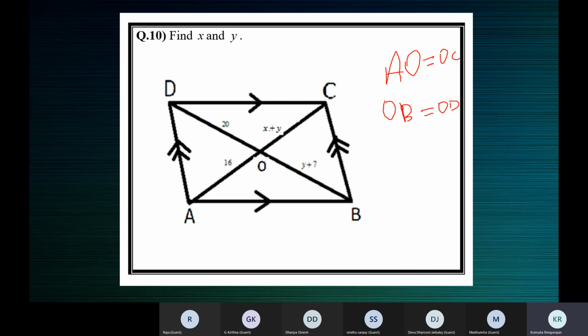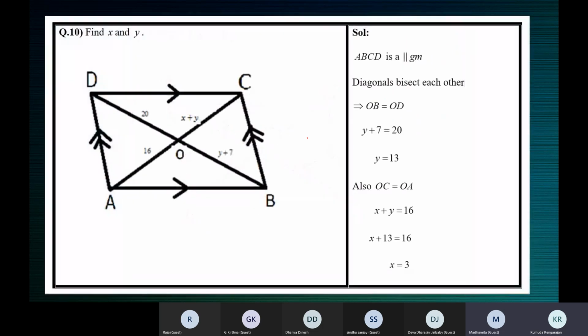So using this property, we construct equations. Y plus 7 is equal to 20. X plus Y is equal to 16. When you work Y plus 7 is equal to 20, you find the value of Y. And then when you substitute the value of Y here, you can find the value of X. Ma'am, Y is equal to 13 and X is equal to 7, ma'am. X is 3, maybe some calculation mistake. Check. Ma'am, X is 7. X is equal to 3, ma'am. Very good. Good children. Please go through the steps.